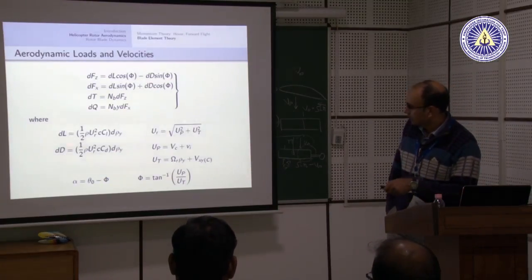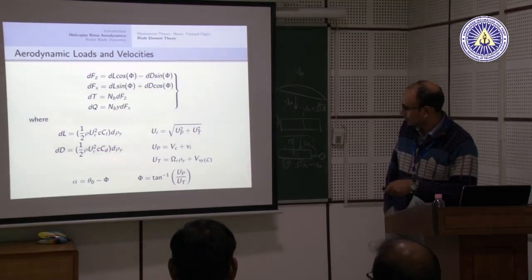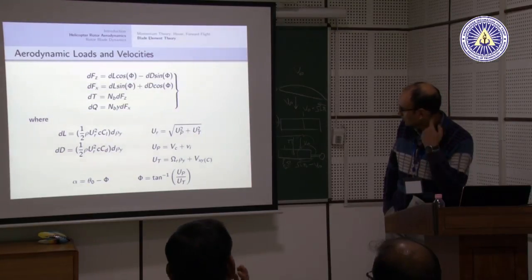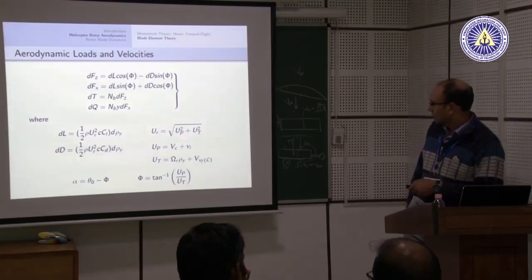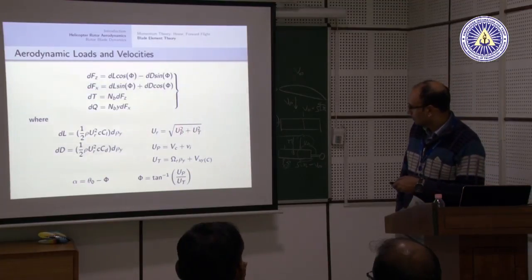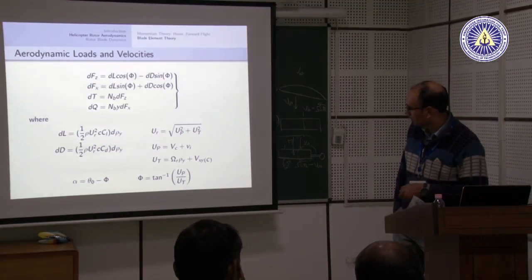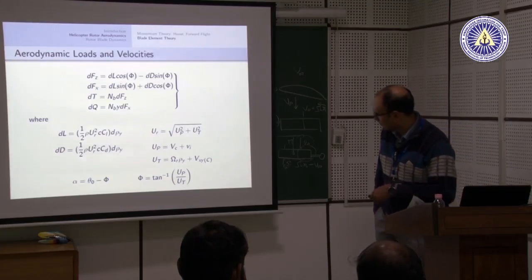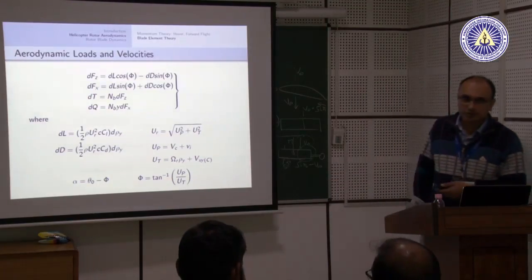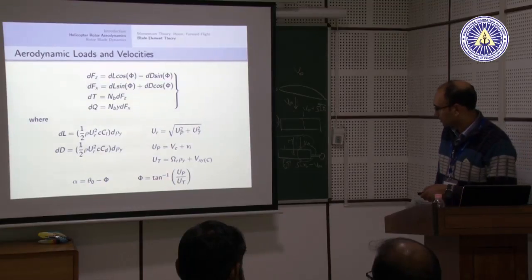Alright, so that gives me my elemental lift and elemental drag. Rho is my air density, UR is my resultant velocity, the square root of UP square plus UT square. These are given for a particular case, but this may change depending on the scenario of the flow.